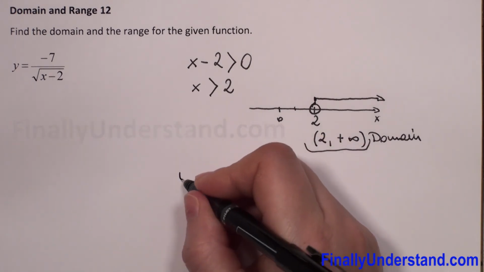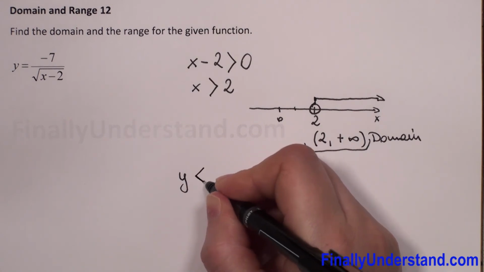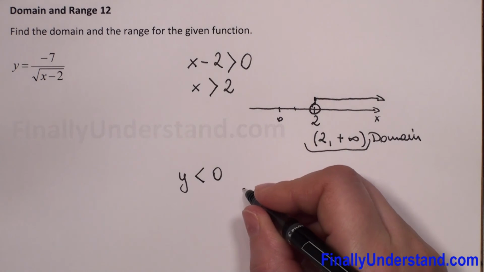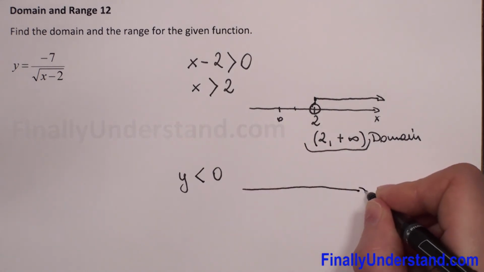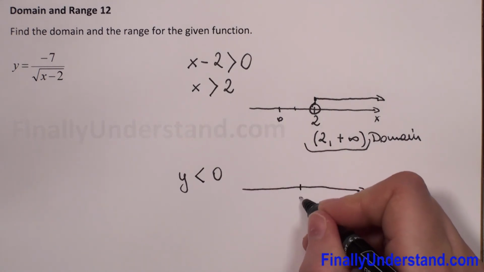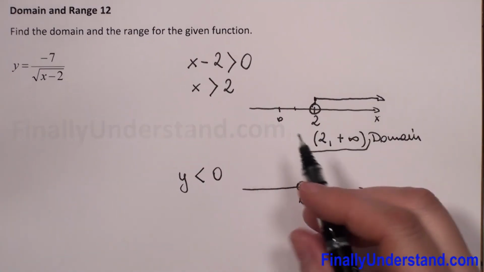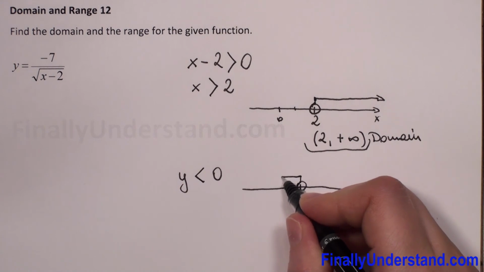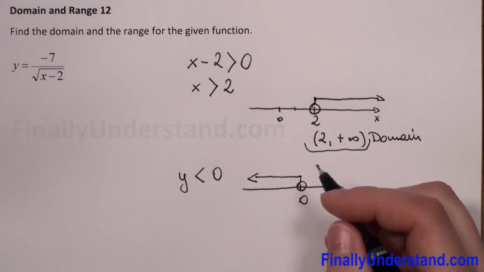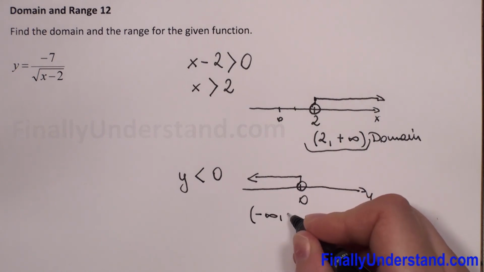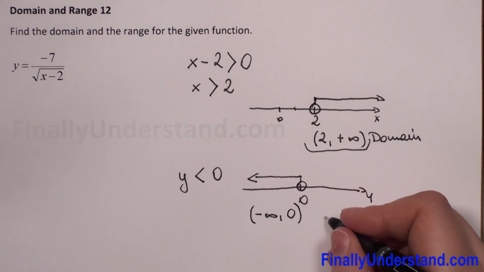So y is smaller than 0. Now we can draw number line. 0, 0 is excluded. Y is less than 0, so going to the left side, negative infinity, so we have interval from negative infinity to 0. This is our range.